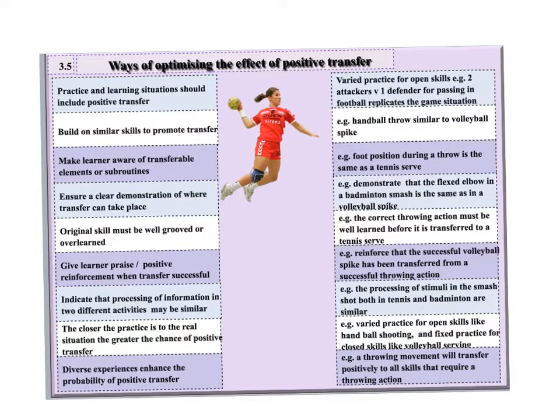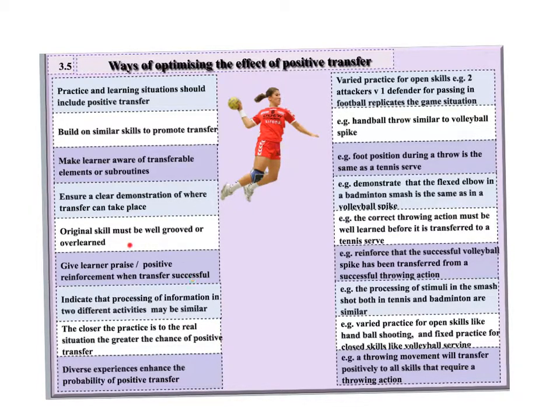I'm not going to go through all this. So, the ways of optimising effective transfer: you can build on similar skills to promote the transfer. Talk about it as a coach, make the learner aware of transferable elements or subroutines. Just tell them this is very similar to X, Y, and Z in your old skill. Give them clear demonstrations, which is key. The original skill must be well grooved and over-learned. Before you try to transfer something across, you've got to make sure that the skill you've already got is well learned. It's in your long-term memory.